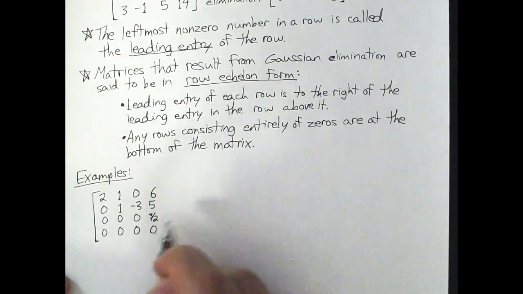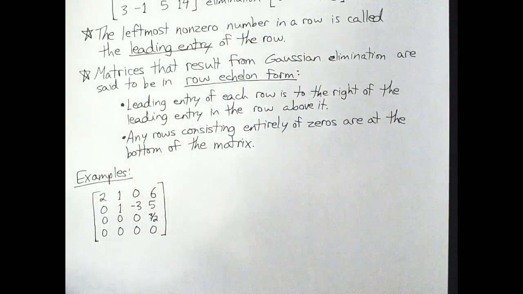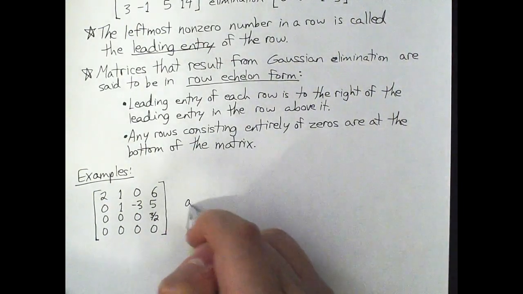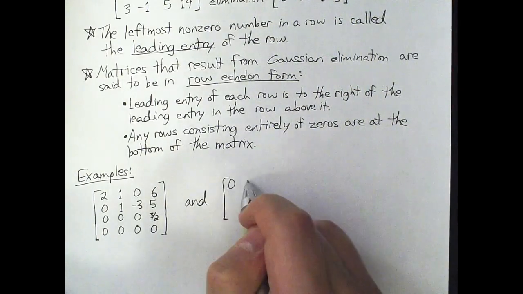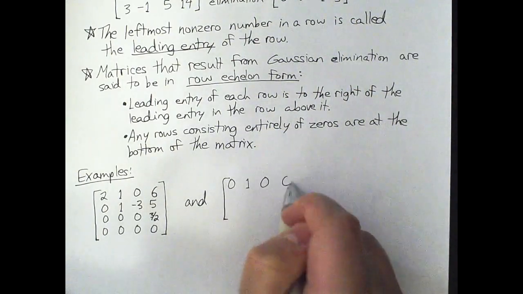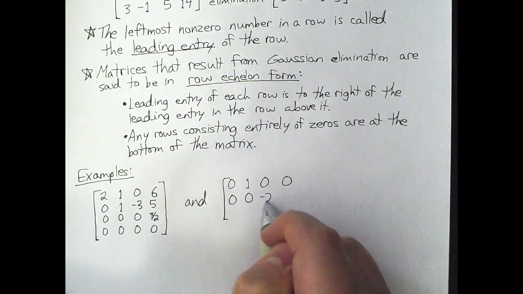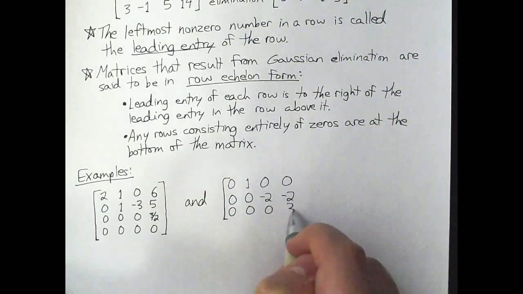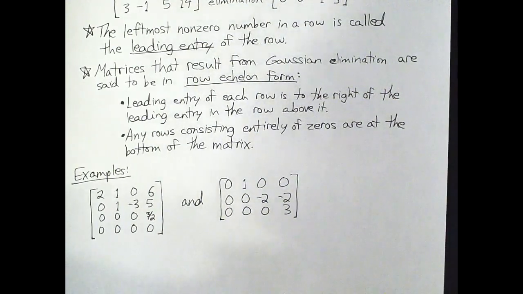By the way, when you have a matrix that has 4 rows and 4 columns, you might call it a 4x4 matrix. All right, so this is an example of, here, I have one more. I'll just draw both and we'll talk about them. All right, there we go. These are 2 examples of matrices that are in row echelon form.